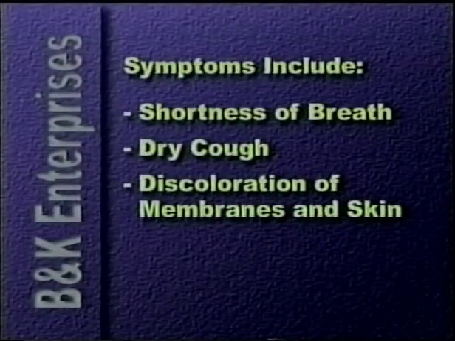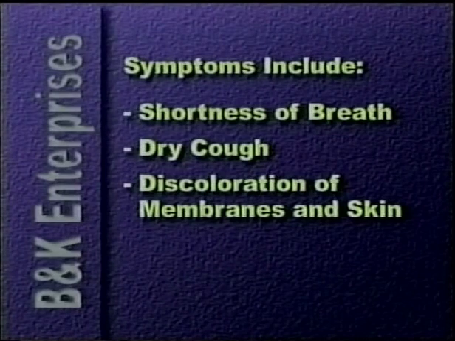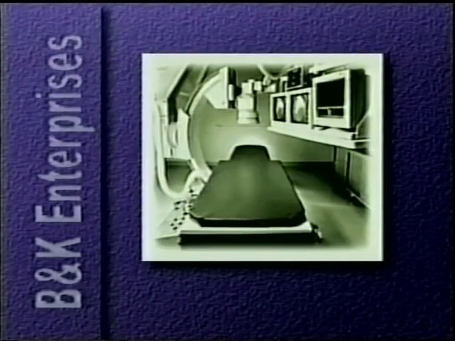Symptoms include shortness of breath and a dry cough. As the disease progresses, victims develop a bluish or purplish coloration of the mucous membranes and skin due to lack of oxygen to the blood. The disease results in reduced lung function and therefore a greater demand on the heart. The victims usually die from heart failure, not from the disease itself. The disease is preventable with proper equipment and work practices.